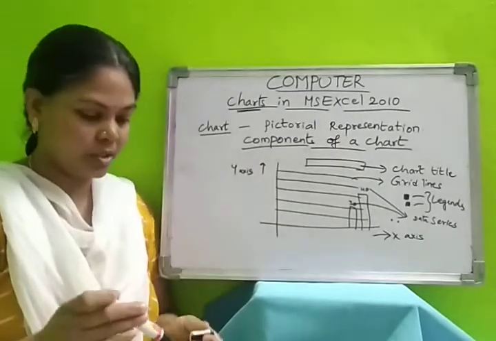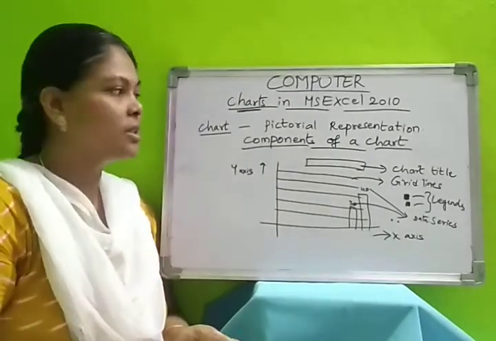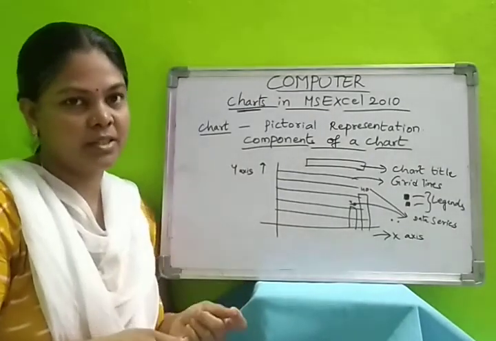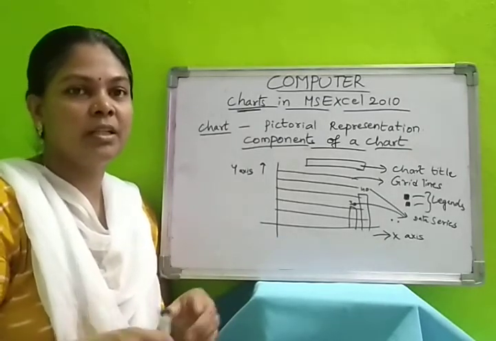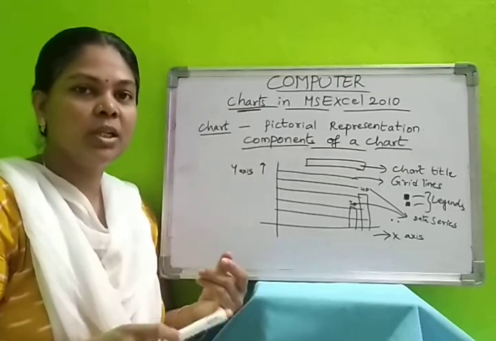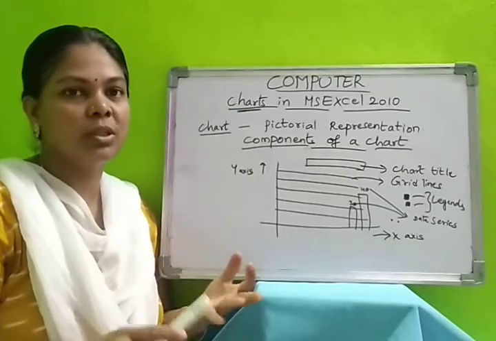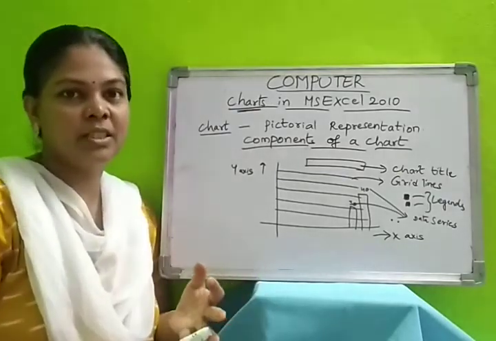Hope you all understood, children. I will show you in the system how to insert all these charts by comparing two values. In that I have taken one student table, total and average. I compared those two, total and average, and displayed different charts. Okay.